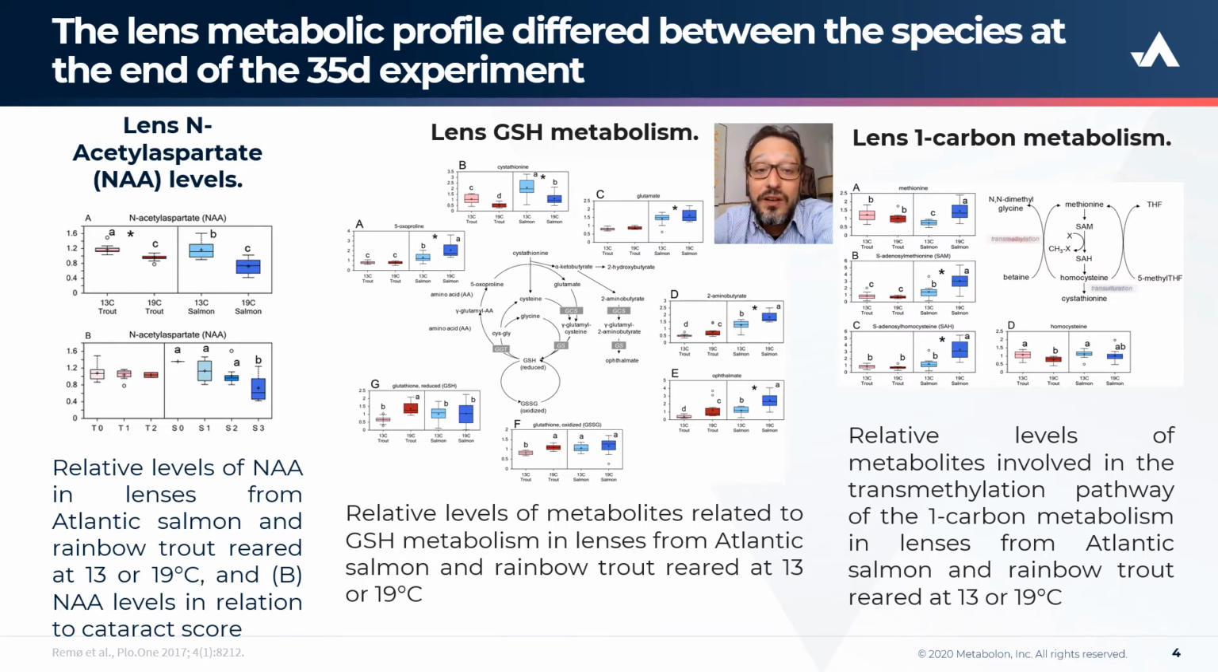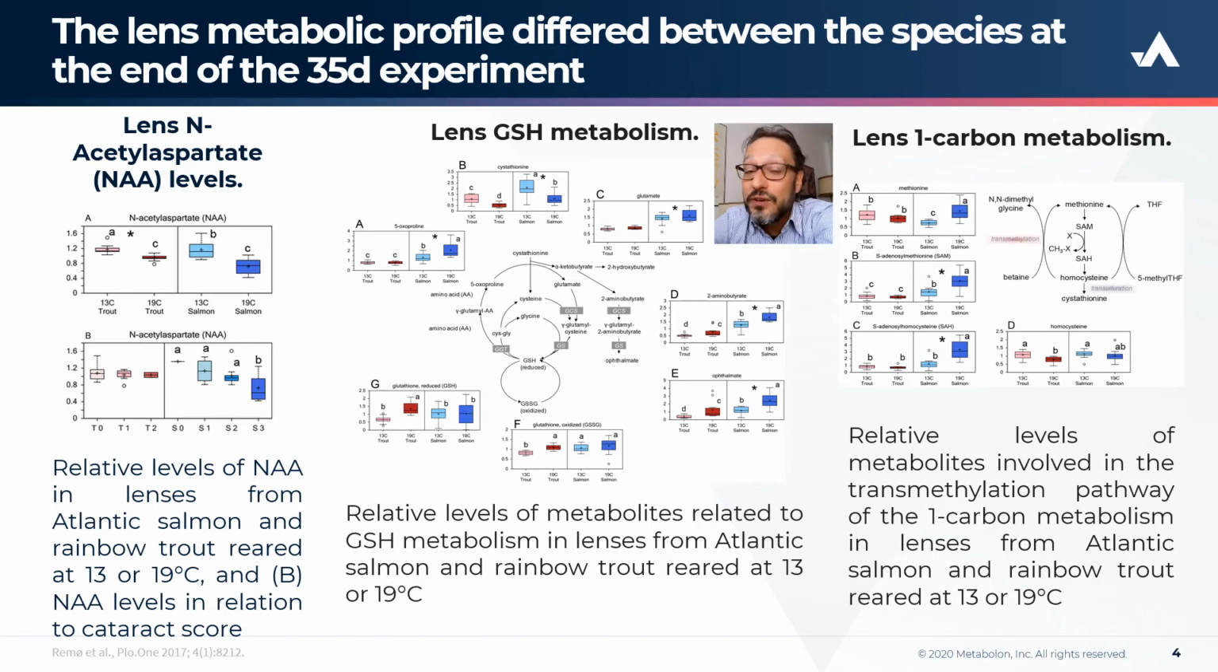For example, ophthalmate, a structural analog of glutathione, was present at higher levels in both Atlantic salmon and rainbow trout exposed to 19 degrees, and at higher levels in Atlantic salmon compared to rainbow trout. Ophthalmate has been suggested to be a biomarker for hepatic glutathione depletion in humans, and thus a marker for oxidative stress. Ophthalmate may be a useful marker to assess oxidative stress in lenses.